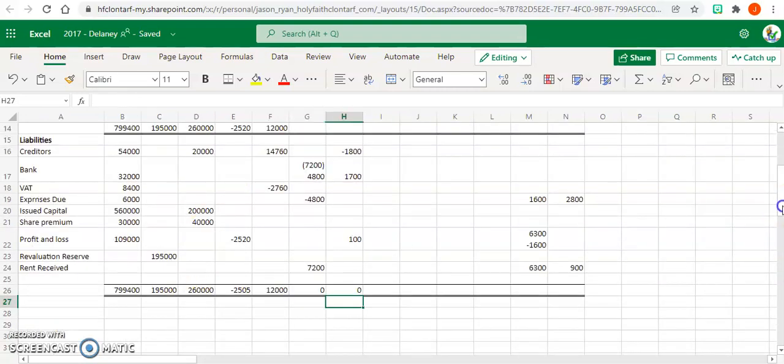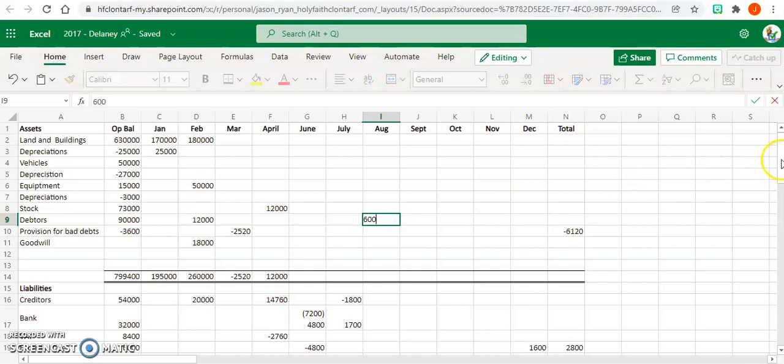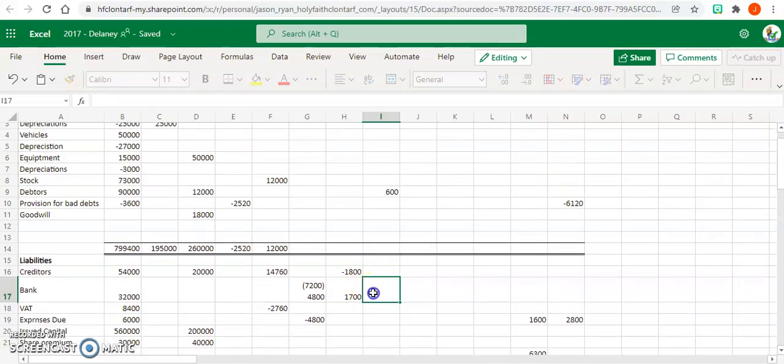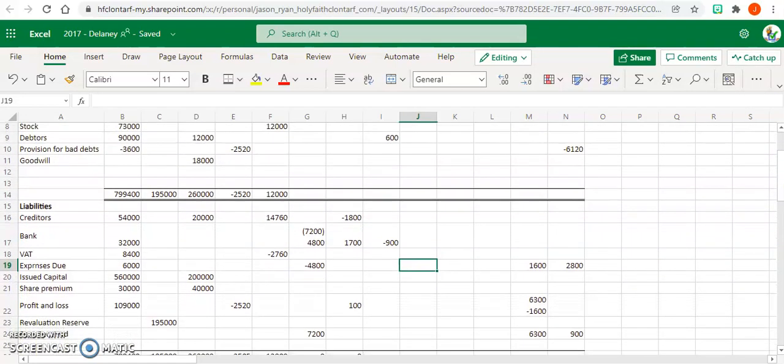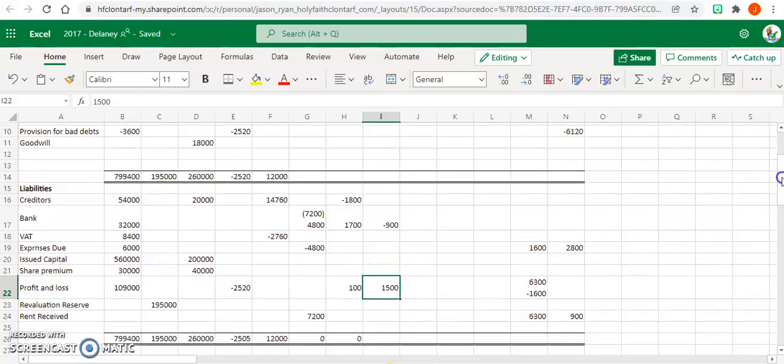So we'll have our debtors for August. So remember, the correct column will be 600. Your bank, it's going to go down by 900, because remember that's your bank overdraft. And then you will have your profit and loss, which is going to increase by 1,500. So we know that we've got 600 up here, and we'll have 600 down in your liabilities. So we know that part is correct so far.